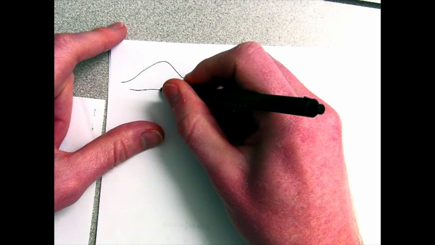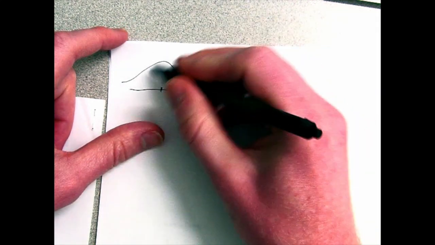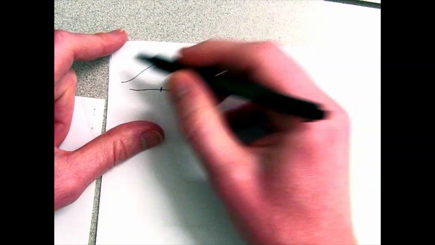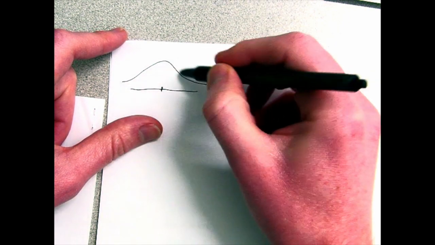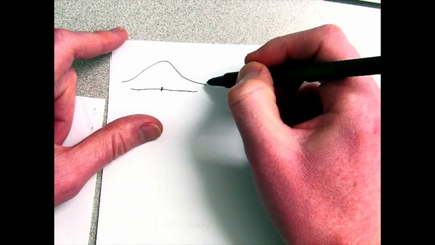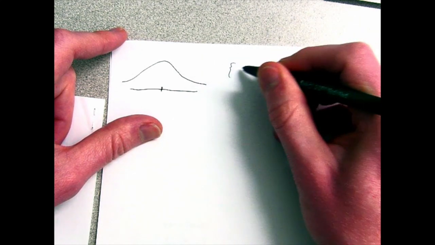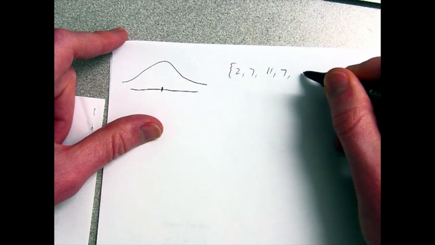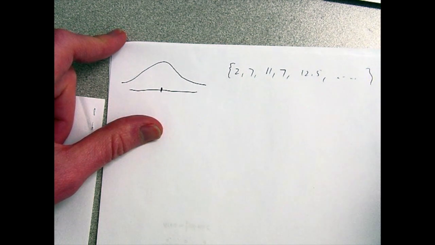There's some central value here, which is called the mean of the distribution. It's the average of all the elements in the distribution. The basic idea is that this graph is telling you how common different values are within the data set. So, you've got some data set with a whole bunch of numbers, 2, 7, 11, maybe 7 again, 12.5. You've just got some gigantic data set with all kinds of numbers.